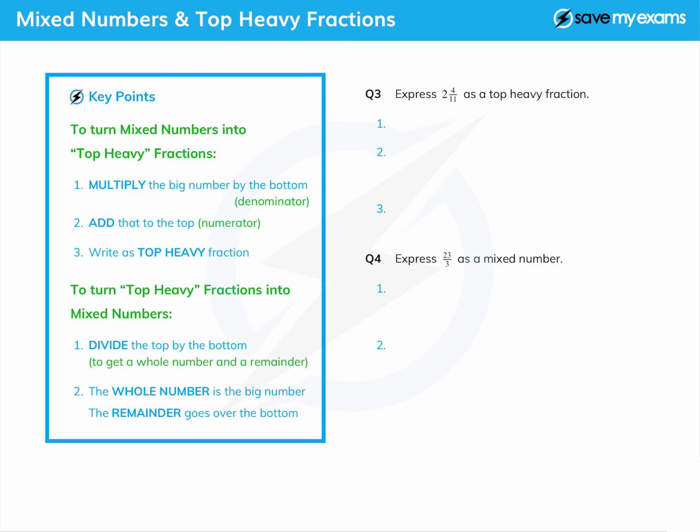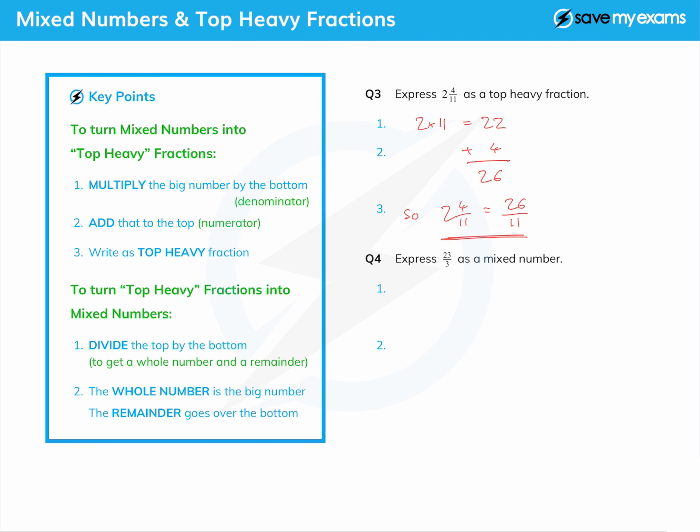I'm just going to multiply the big number by the bottom. So 2 times 11, and that's 22. So what we're saying there is that 2 is 22/11, but we've also got another 4/11, so we're going to add the 4 on there. And 22 plus 4 is 26, and so we can say 2 4/11 is 26/11.